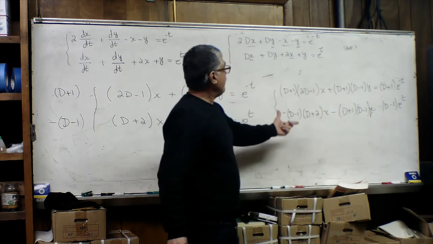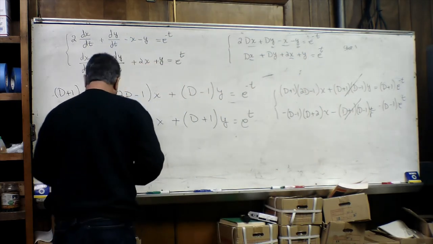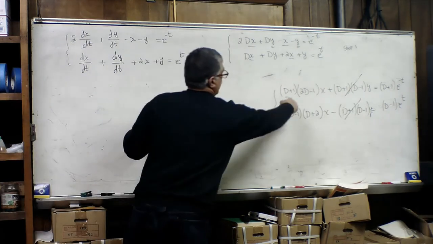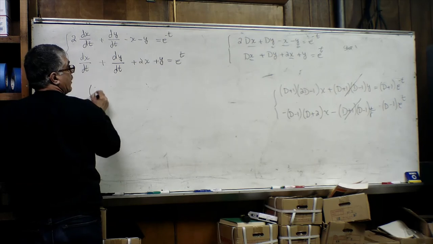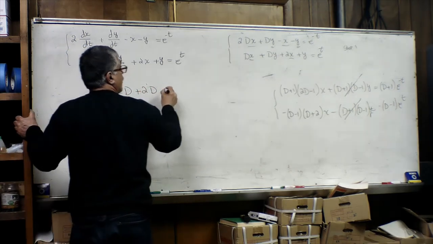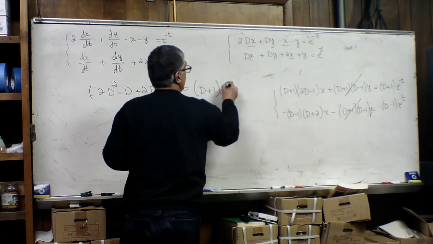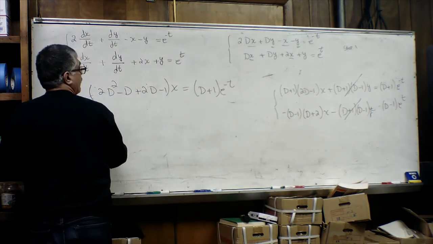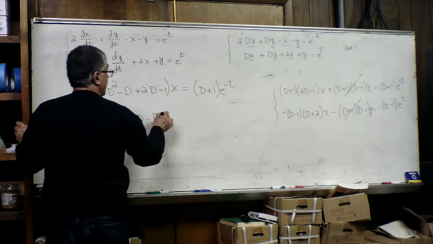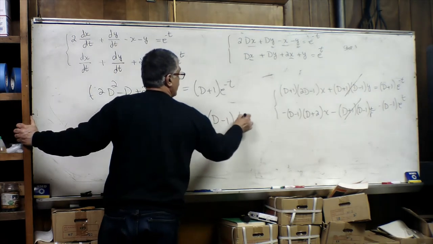Now, if we add these two equations, the y terms will cancel out. So we are going to have here (2D squared minus D plus 2D minus 1)x is equal to (D plus 1)e to the power minus t, and in the bottom we are going to have (minus D squared minus 3D minus 2)x is equal to minus (D plus 1)e to the power t.